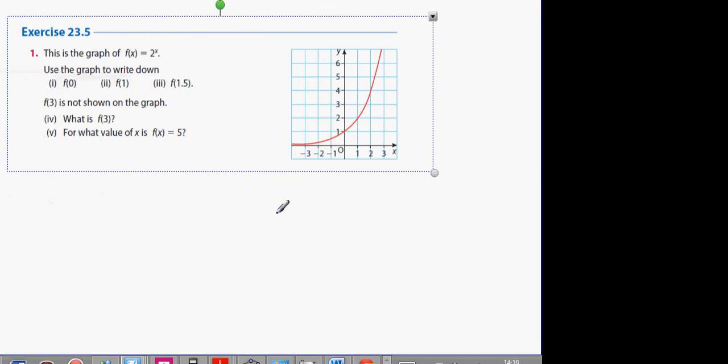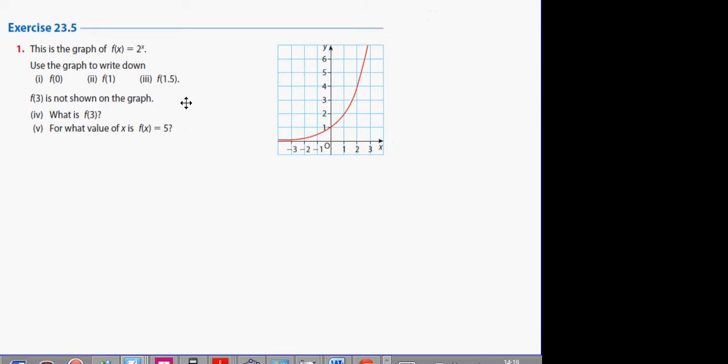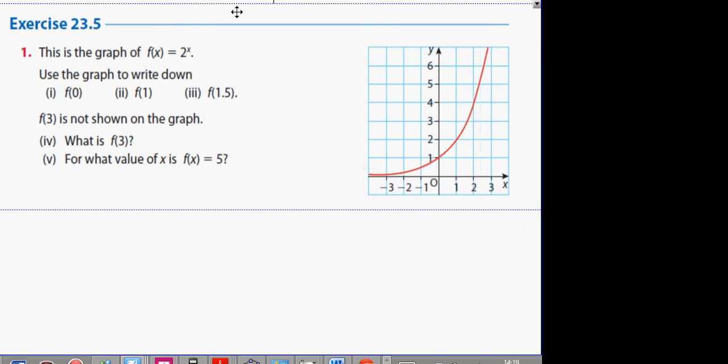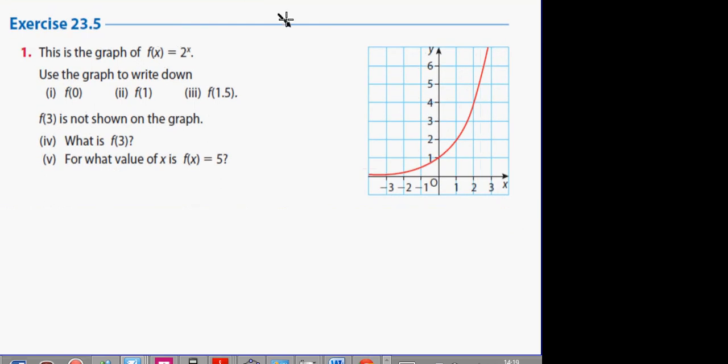This is the graph of f of x equals 2 to the power of x. Use the graph to write down the values of f of 0, f of 1 and f of 1.5. Okay, so what I need to do here is make this as large as possible. And now I'm going to try and solve this, right? f of 0 means what? x is 0.